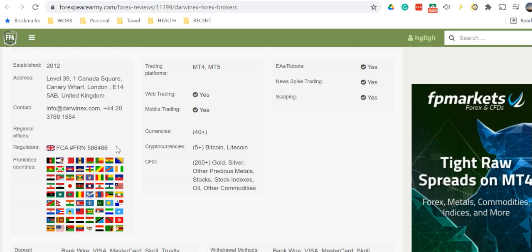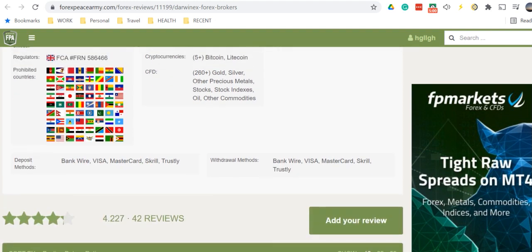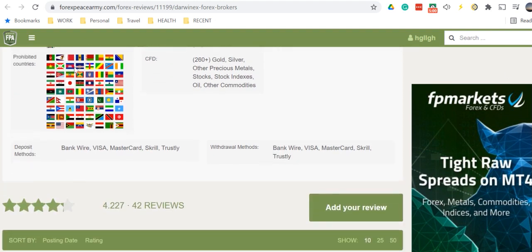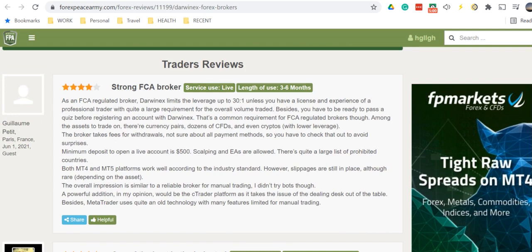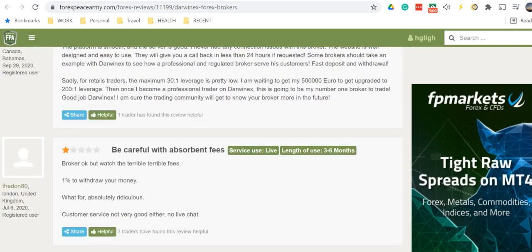So if you're in the UK, you actually get compensation up to £75,000, whatever it is, if they were to go under. So this is a regulated setup, and it gives the trading platforms 84-95. So it's good. This is a good platform. It's in a lot of countries as well, so it's prohibited in some, but it's available in a lot of countries too. So yeah, you can have a look at these reviews as well on Forex Peace Army.